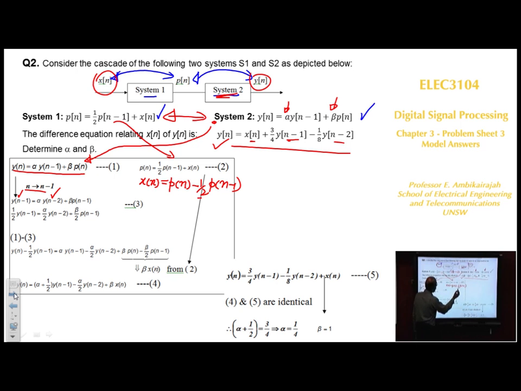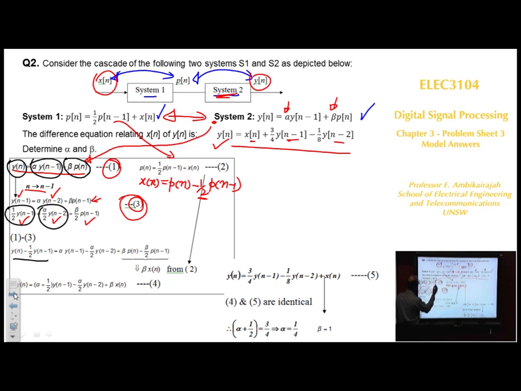Then I need a half p[n-1]. In order to get a half here, I multiply everything by half. I get half y[n-1], and half of that. So that's equation 3. I now take away equation 3 from equation 1. That means I'll have y[n] minus half y[n-1], that's that part, equal to that minus that, that minus that. So you do that one.